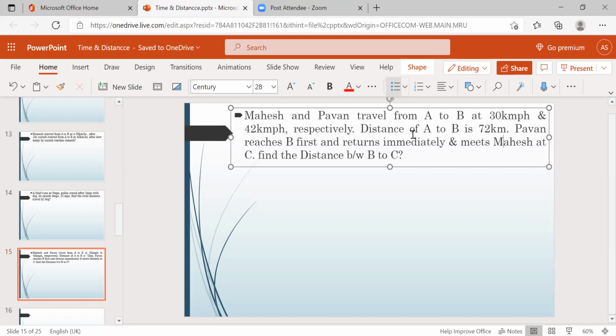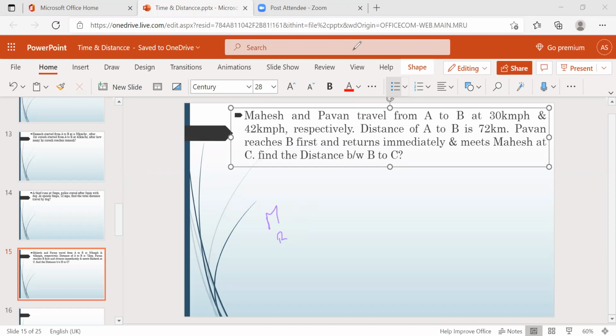Distance of A to B is 72 kilometers. Pawan reaches B first, of course, and returns immediately and meets Mahesh at C. Find the distance between B to C. They're asking to find the distance between B to C. So generally, how are we going to find this? I already said, if they ask when they will meet and when they overtake, you have to find the first distance, speed.